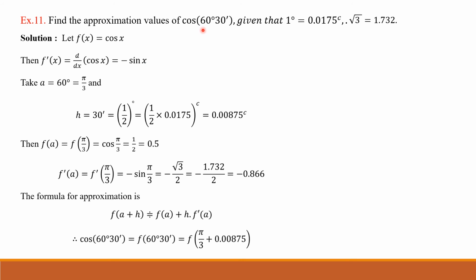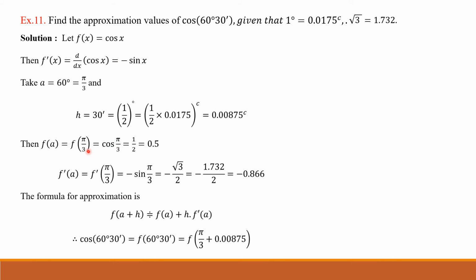Here is 60 degrees 30 minutes. Take a equal to 60 degrees, that is pi by 3 radian, and h is 30 minutes. Convert into degrees, that is 1 divided by 2 degree. The value of 1 degree is 0.0175, hence 1 by 2 into 0.0175 radians. Simplifying, we get 0.00875 radian.